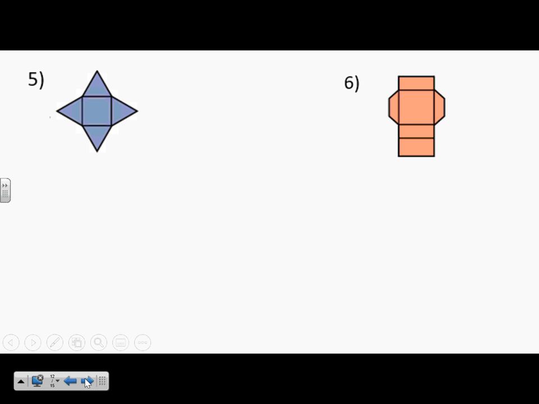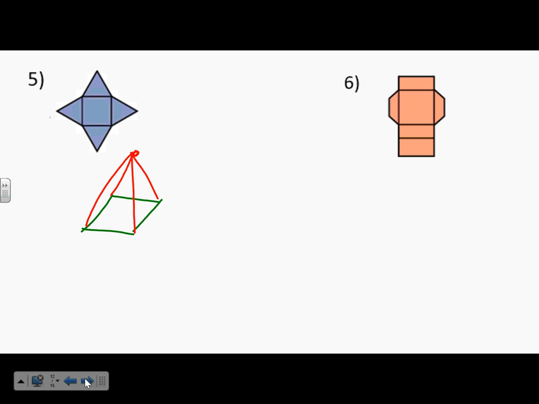So number 5, hopefully you realize it's a pyramid because all the sides are triangles. So I start with my base. It's a square, so again, I start with my parallelogram. Then we have a point up here, and all these corners go up to that point.